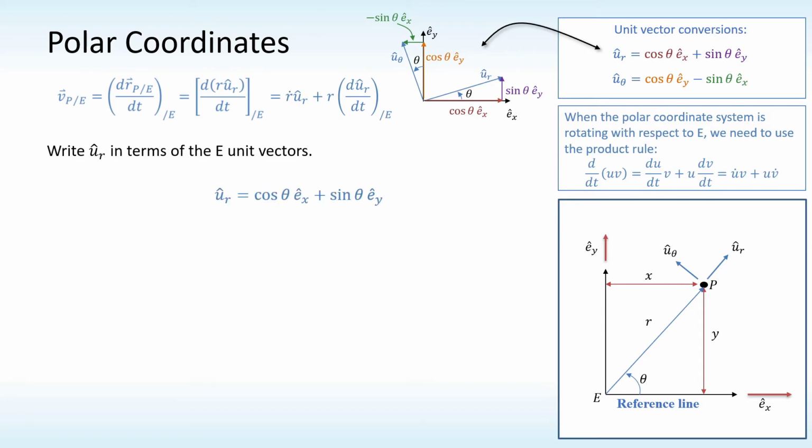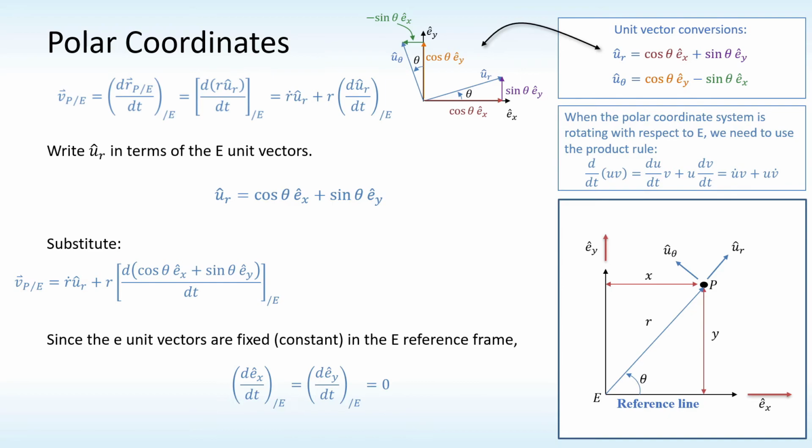So UR is just cosine theta EX plus sine theta EY. Substituting the expression for UR into the expression for velocity gives this. Now notice that the E unit vectors are fixed or constant with respect to the E reference frame. So their time derivatives with respect to E are 0. So we don't need the product rule again. And the velocity of P with respect to E becomes this.